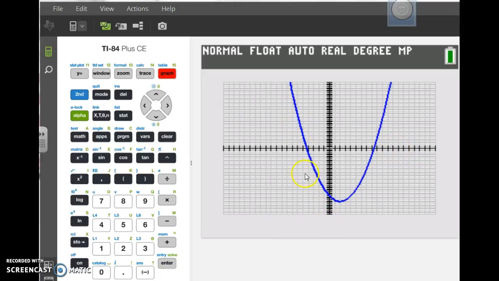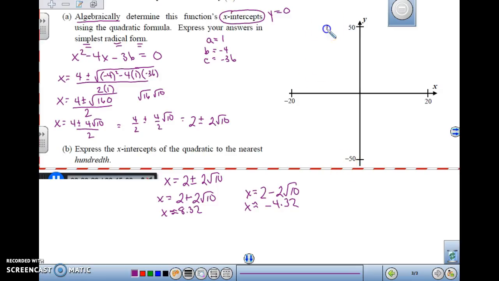All right, so that looks like it's going to be like that. So let's sketch our graph. It's going to look something like this. Doesn't have to be perfect, but close enough. All right, now, there's my graph. Now, I'm looking at the x-intercepts right here. Now, on the graph, if we did this correctly, this should be negative 4.32, and this one should be 8.32.